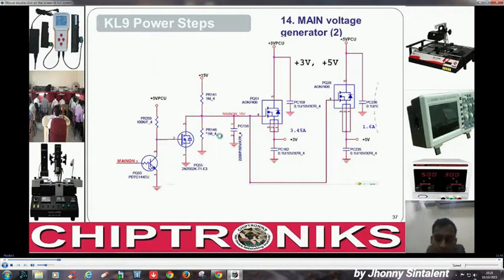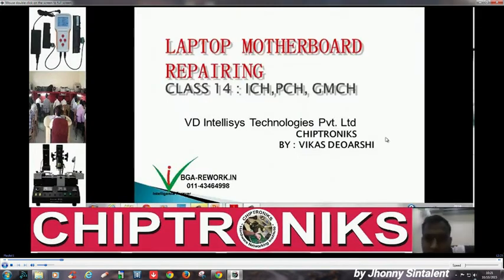So we are going to develop the exact power sequence, because if you don't know the little things, it will make the task very difficult. So we're going to develop the exact power sequence in today's class. Before developing that concept, I'll discuss how Intel has combined all these components in their boards. So we start with today's class.